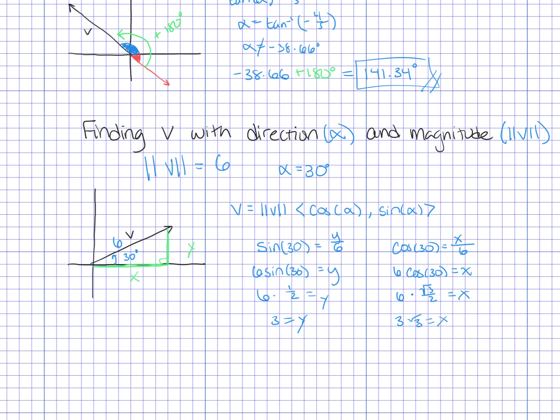So when I write this all together in a single vector, we'll have vector v is equal to 3 times the square root of 3 times 3. So if you have any questions, please let me know.